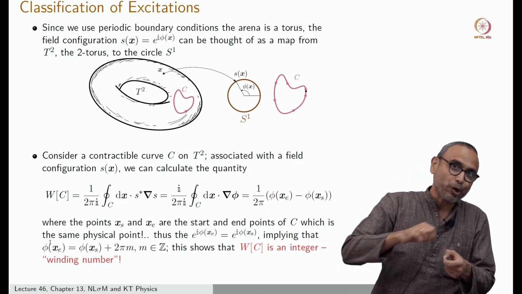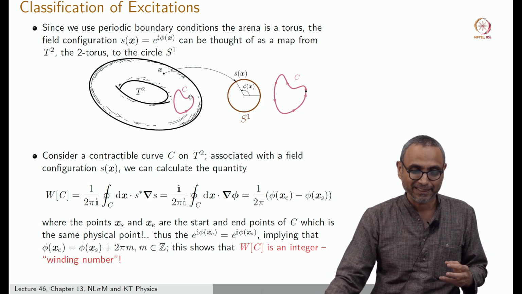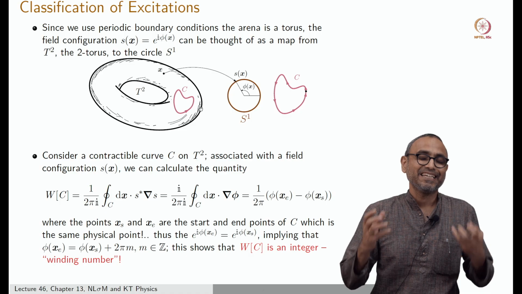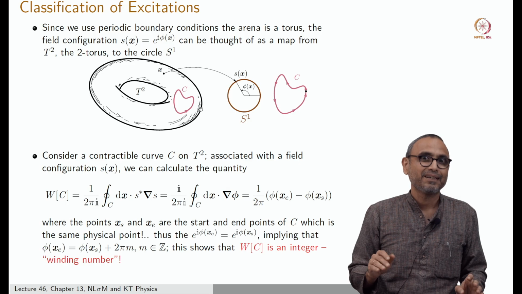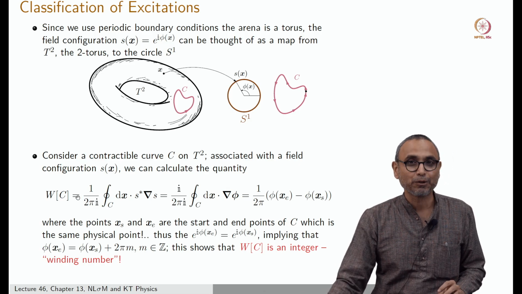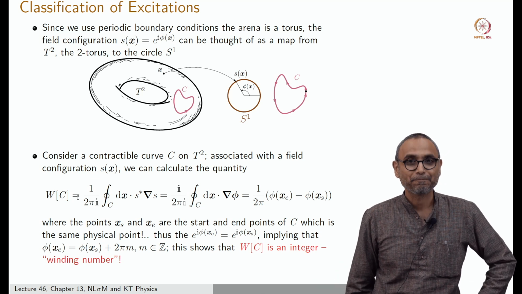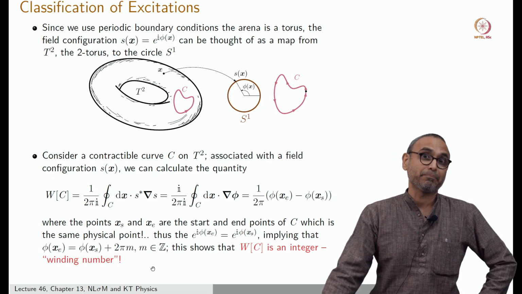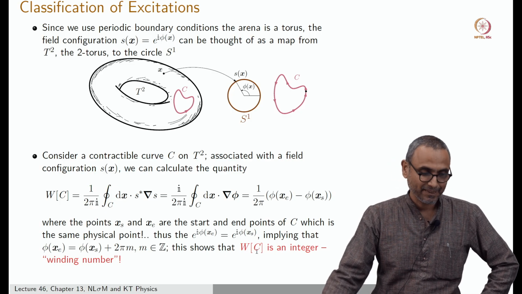So you take any contour which is a contractible contour on the torus. That means I'm taking simple contours on the torus. For example, I'm not going around the handle of the torus. It's a contractible loop. You give me a contractible loop. What this shows is that this quantity, which I'm defining as W_C, has to be an integer. This is called the winding number associated with the contour C.